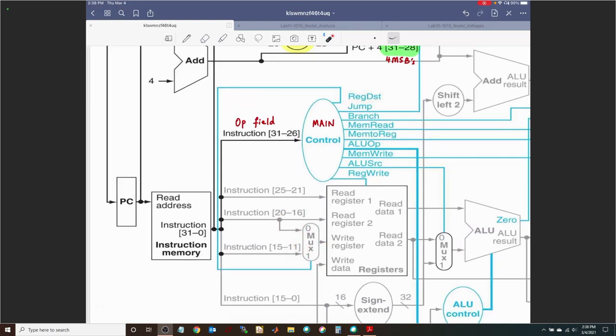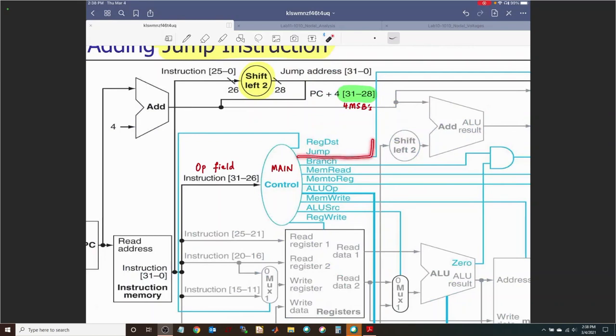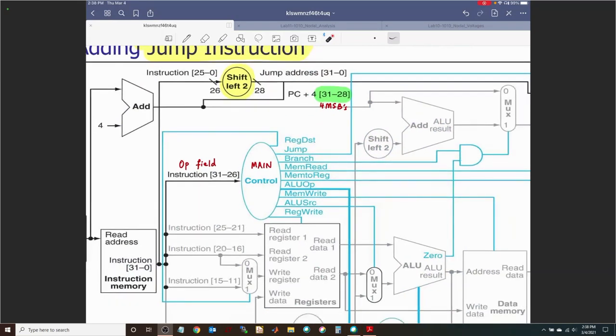Then there is the jump. Okay, so that's going to the other 2:1 mux that we talked about. The branch instruction going to the AND gate to compare that being true or not and the zero result being true or not coming from the ALU.